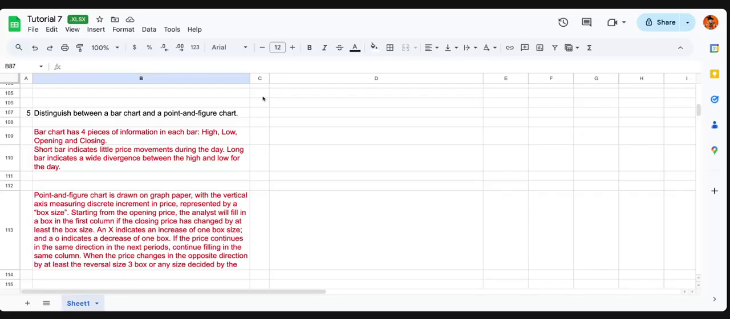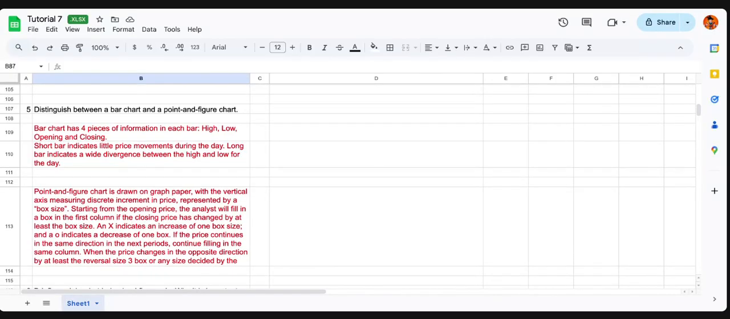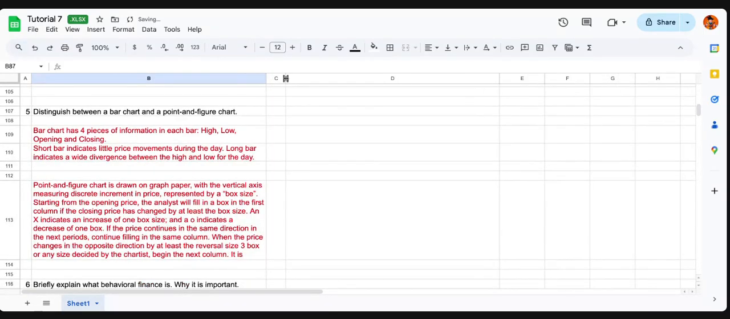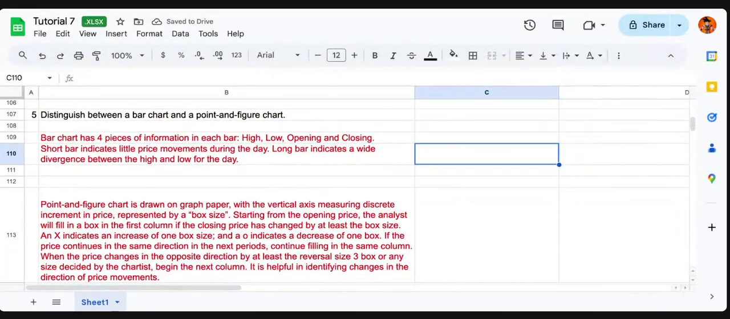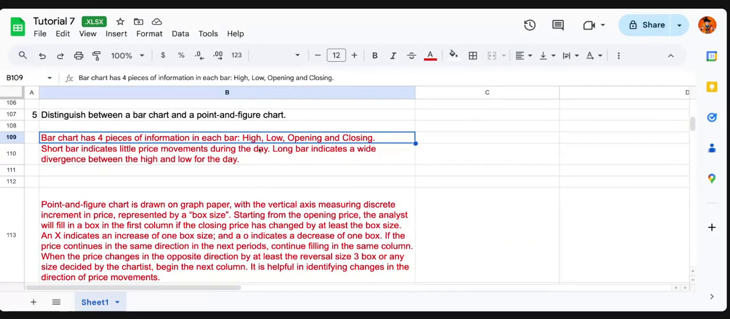Next, they ask you to distinguish a bar chart and a point and figure chart. I already told you what a bar chart is at the very beginning. So a bar chart has 4 pieces of information: high, low, opening, closing. A short bar indicates little price movement.